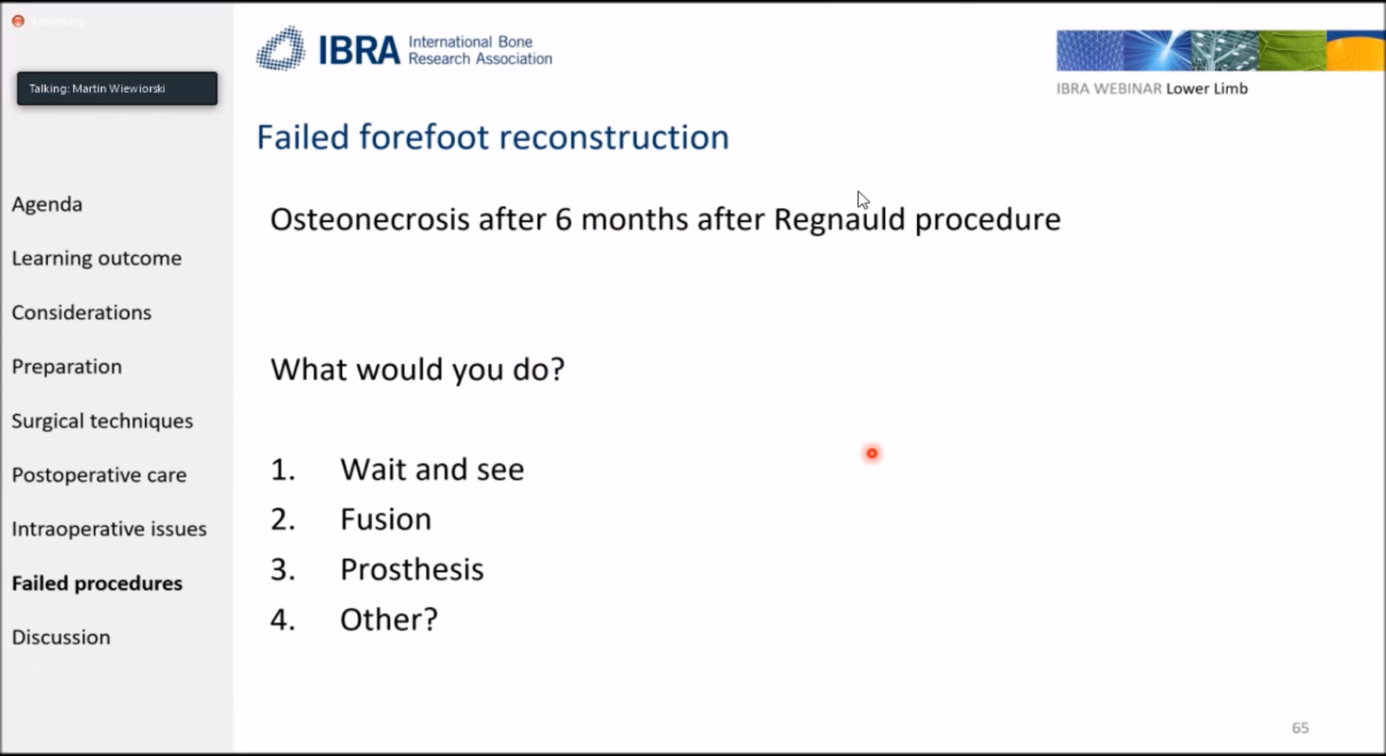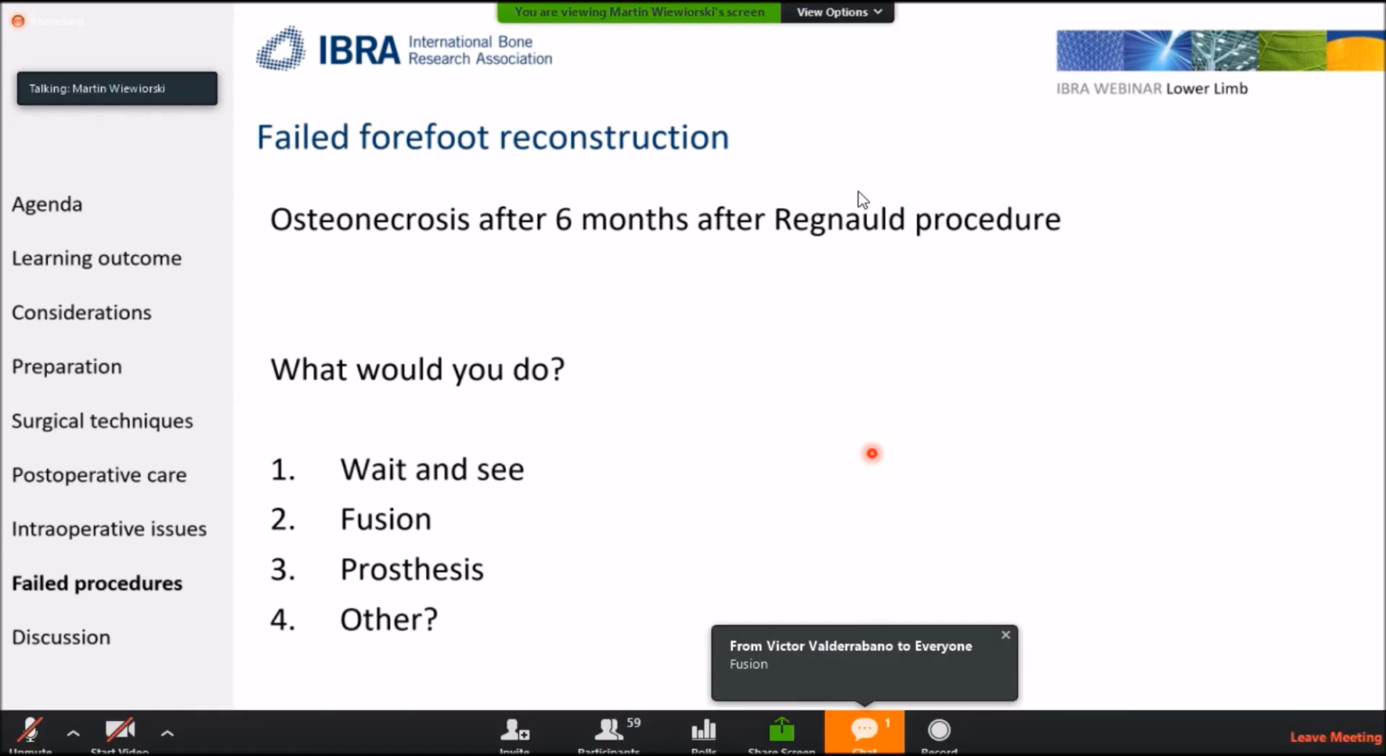Yeah. Any other opinions on this? Or any other questions, general questions, guys? Victor says fusion, yeah. I think that's the right way to go. Allograft joint replacement, all right. Okay, that's something interesting. This is a really interesting option.